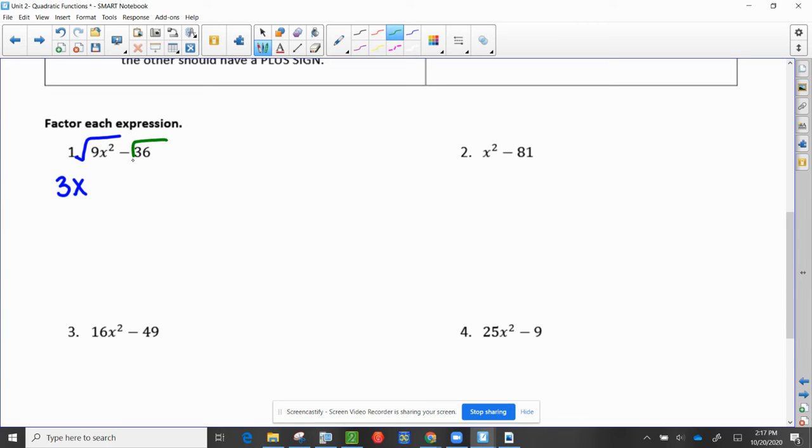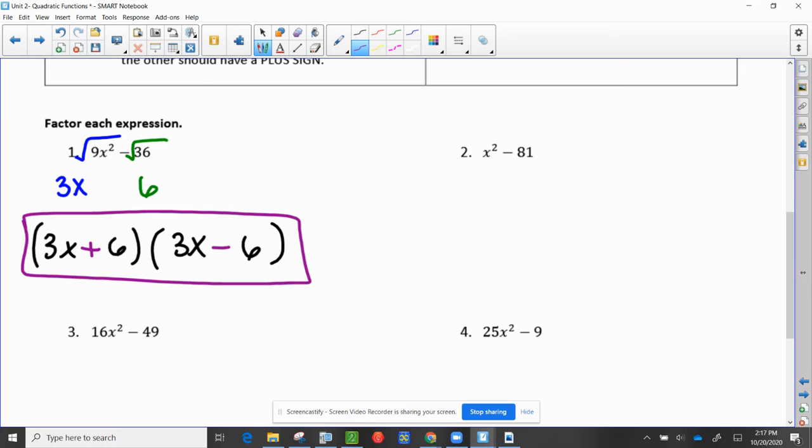Then we would take the square root of our second term. The square root of 36 is 6. So here's how this factors. There's going to be a 3x and a 6 in both factors. But when you write your answer, one answer has a plus and one answer has a minus. And that is all that there literally is to it. Okay, so let's practice another one.